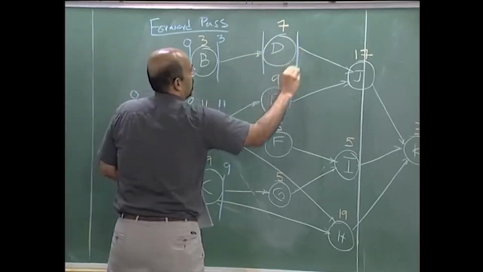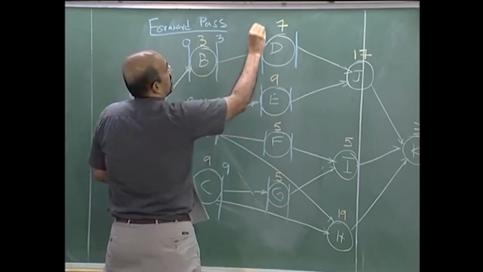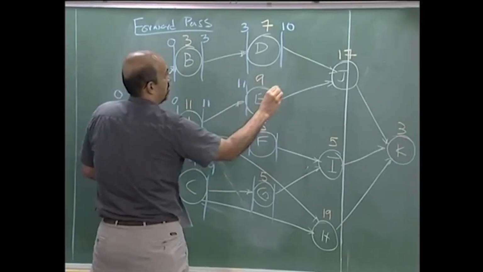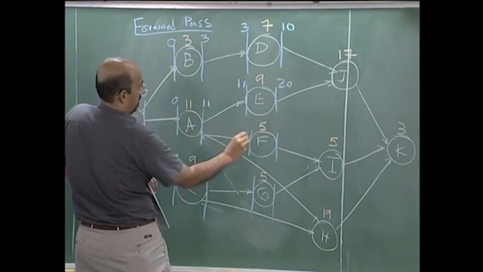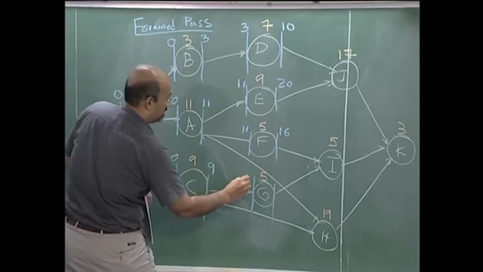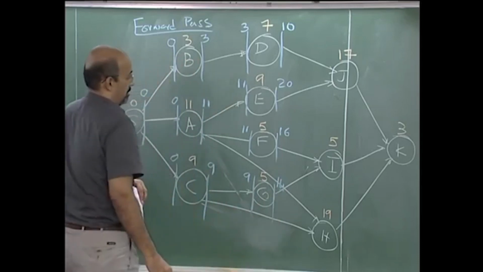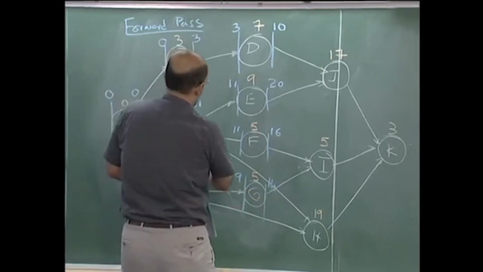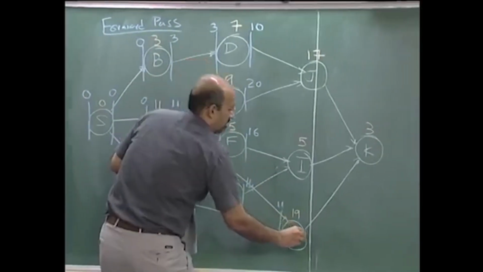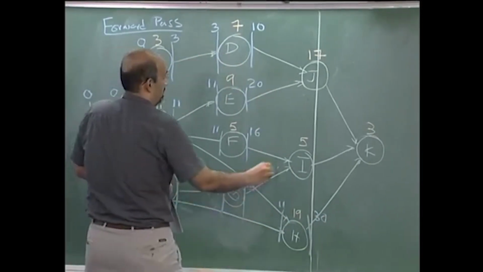Okay, move on to the next one. D is 3, 10, E is 11, 20, F is 11, 16, G is 9, 14. Good. Now we come to H. H has two predecessors. It has 11 and 9. We take 11 because it's the later one. Finish again. Okay, now we come to I.